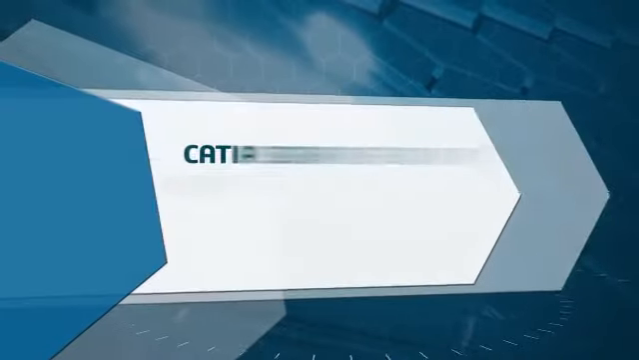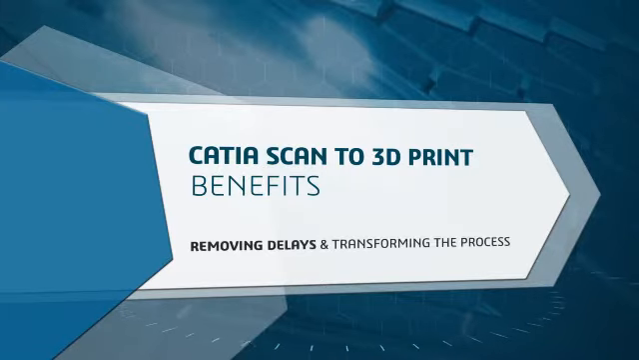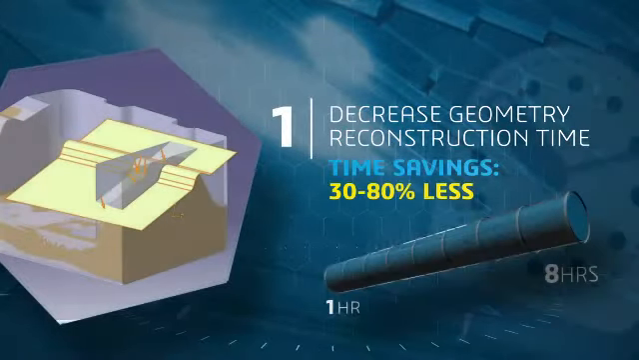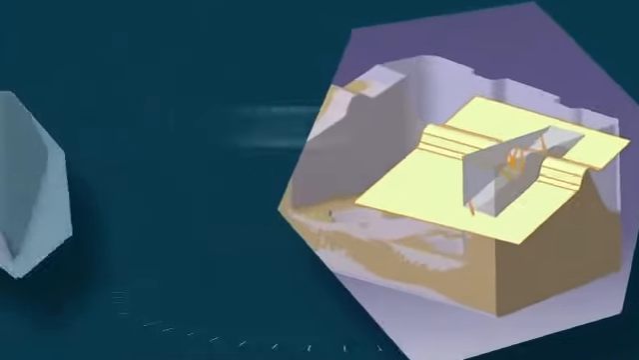Today, we're going to show you how CATIA's specialized scan-to-3D print applications are addressing these challenges, removing delays and transforming the process. You'll see how to drastically decrease geometry reconstruction time. Users are reporting time savings of 30 to 80%.